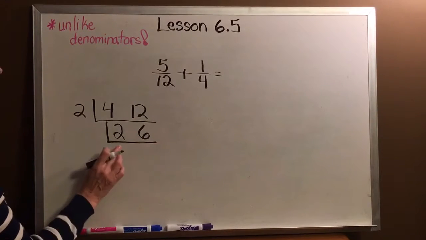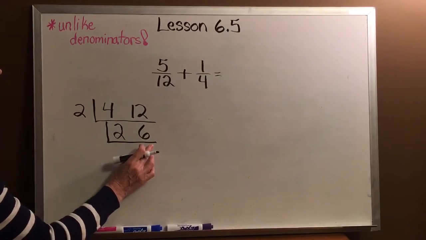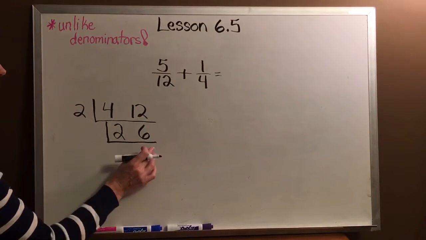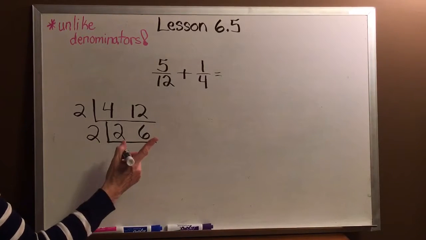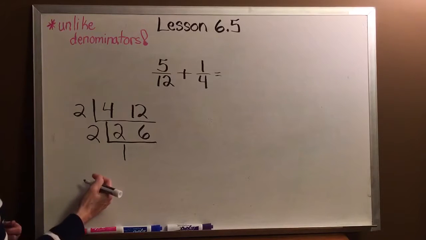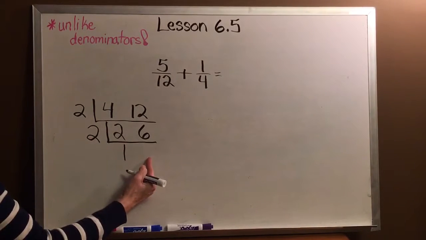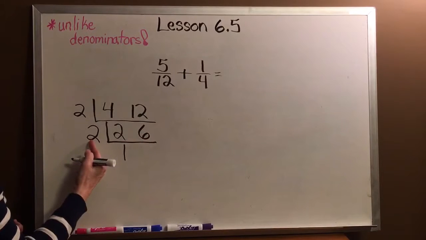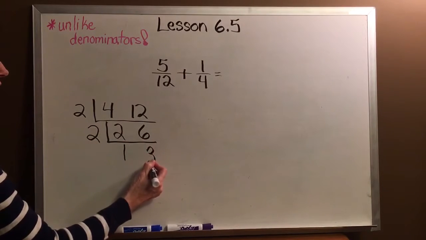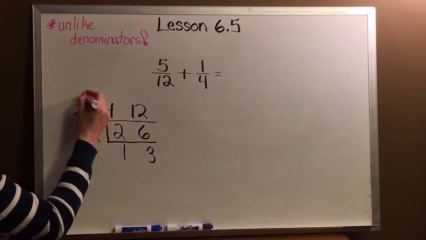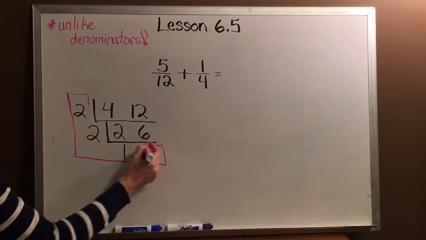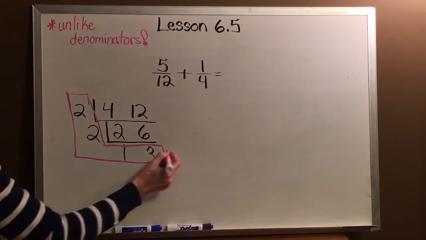Can I do it again? Is there another number that will go into 2 and 6? They're both even numbers, so I can do 2 again. 2 will go into 2 one time. In other words, 2 times 1 is 2. 2 times what is 6? 2 times 3 is 6. All right, I've gone as far as I can, so now let's look at our common denominator, our least common denominator. Remember this, we take this and we kind of make an L. That is our least common denominator.